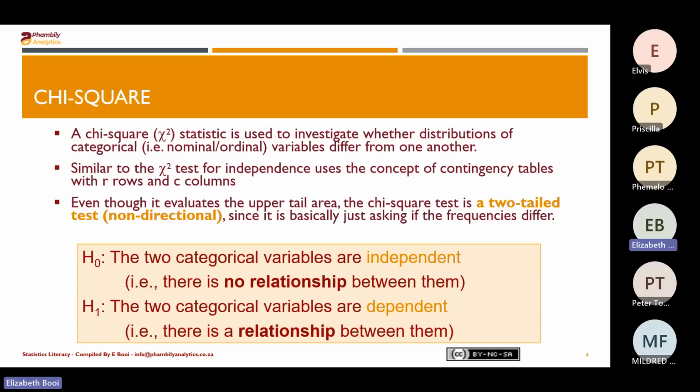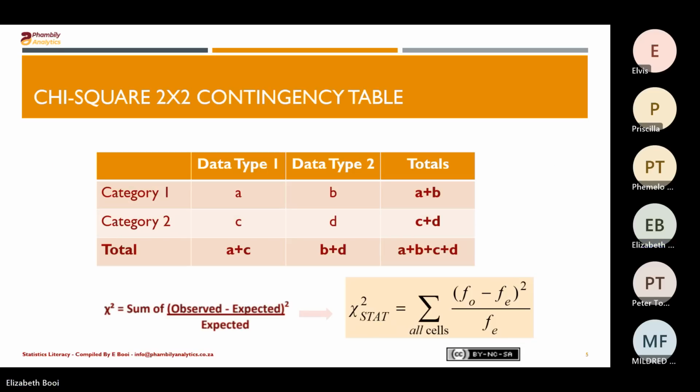In your module, only when we talk about the relationship can we mention things like no relationship or there is a relationship. But for the chi-square test, we always talk about independent and dependent. Independent means there is no relationship. One does not have any bearing on the other. Dependent means there is a relationship. One depends on the other one, or one can influence the other one.